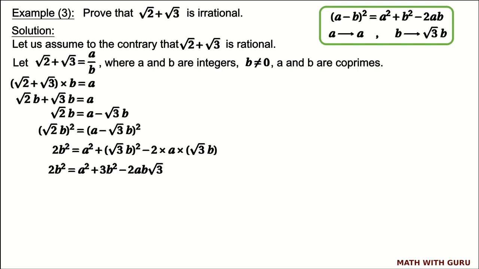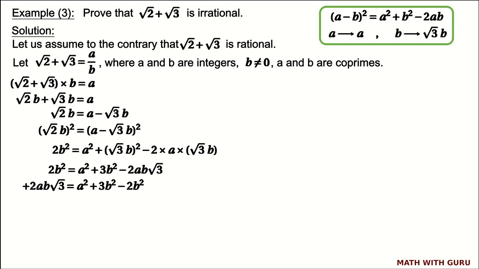Here, the last term contains root 3. We need to express the equation in terms of root 3. But the term containing root 3 is having negative sign. So, to make it positive, let us bring that term to the left hand side and then 2b squared to the right hand side, like this. Plus 2ab root 3 equals a squared plus 3b squared minus 2b squared.